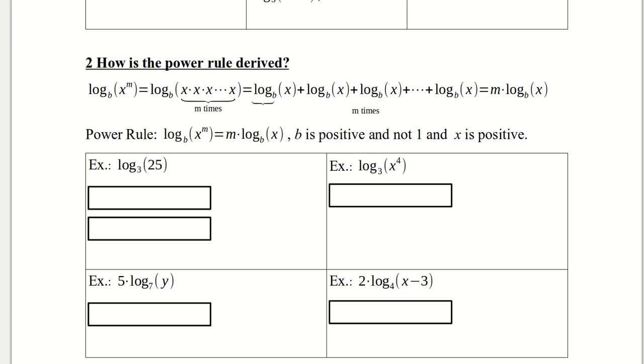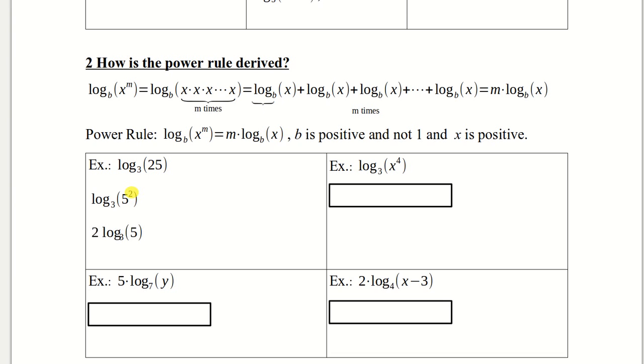So here's the log base 3 of 25. So that 25 factors as 5 times 5. Well, 5 times 5 is 5 squared. And so we're doing exactly the power rule. We've got a log with an exponent. So here the exponent is 2. That's taking the place of m in our rule. So we can bring that 2 out front. And when we do that, we've got 2 times the log base 3 of 5.